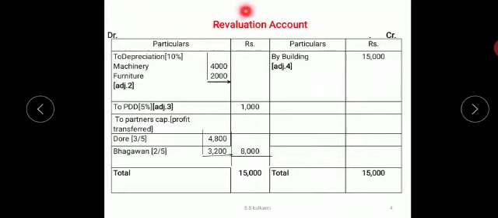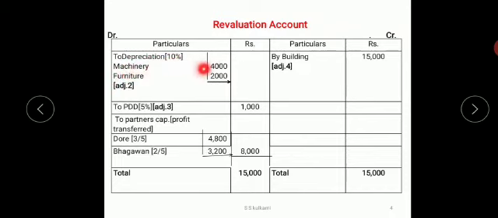Draw the revaluation account. Around 8 to 10 lines have to be taken. Divide it into debit side and credit side. On the debit side all losses will be taken, on the credit side all gains. Depreciation of 10% is there. The first adjustment will go to the partners' capital account. In revaluation we take only the revalued values of assets and liabilities. Depreciation is a loss in the value of an asset, so debit it.